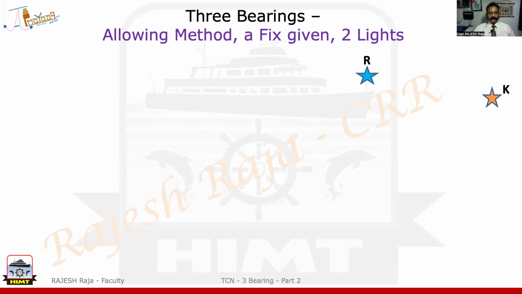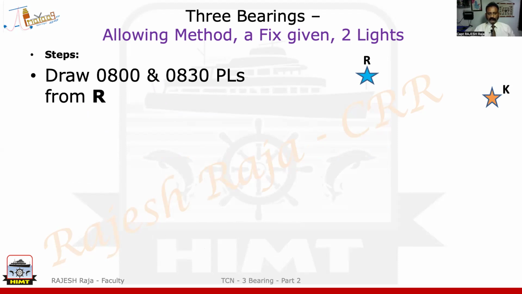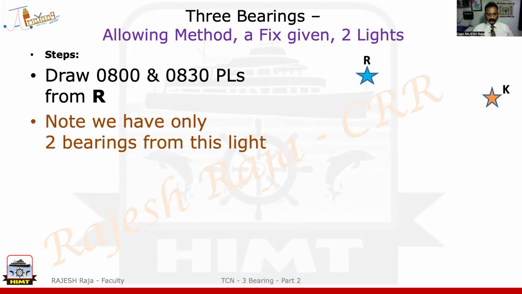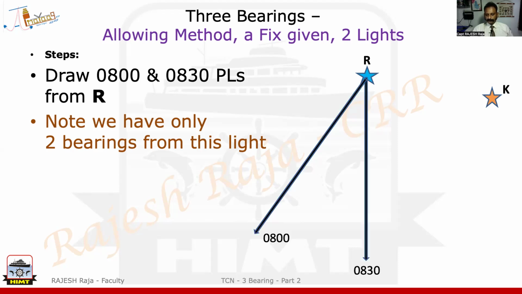So let us start. I've clearly mentioned at the top itself, it is an allowing method, and 1 fix is given and 2 lights are given. I'm going to draw the first given PLs from Romeo. Just a small note: from this Romeo, I have only two bearings. I don't have all the three bearings, but for this question, I need three bearings. So I'm marking them.